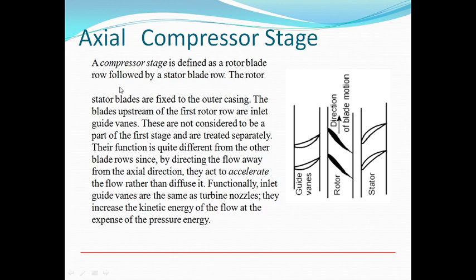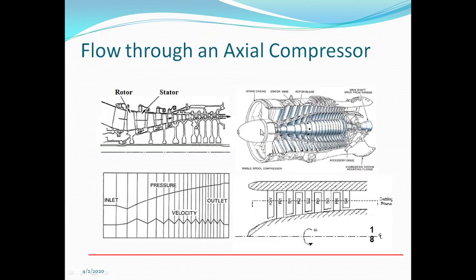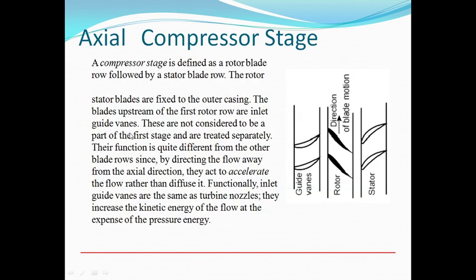So a rotor blade row is followed by a stator blade row. One row means one complete cylinder, basically. You can see here, this entire thing is called one row, and this is the second row, third row, like that. Stator blades, as the name says, are fixed to the outer casing, so they will not move at all. And the rotating blades, as the name says, are the rotating parts. So the compressor will have both rotating components and stationary components.